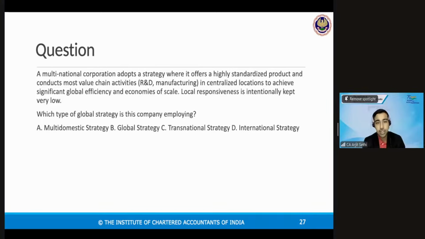A multinational corporation adopts a strategy where it offers a highly standardized product. Keyword, highly standardized product, and conducts most value chain activities like R&D, manufacturing, and so on in centralized locations to achieve significant global efficiency and economies of scale. Now, local responsiveness is intentionally kept very low. Okay? Which type of global strategy is the company employing?